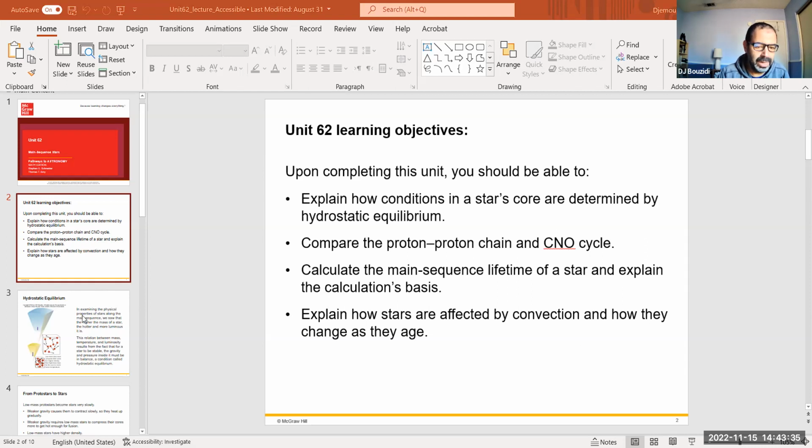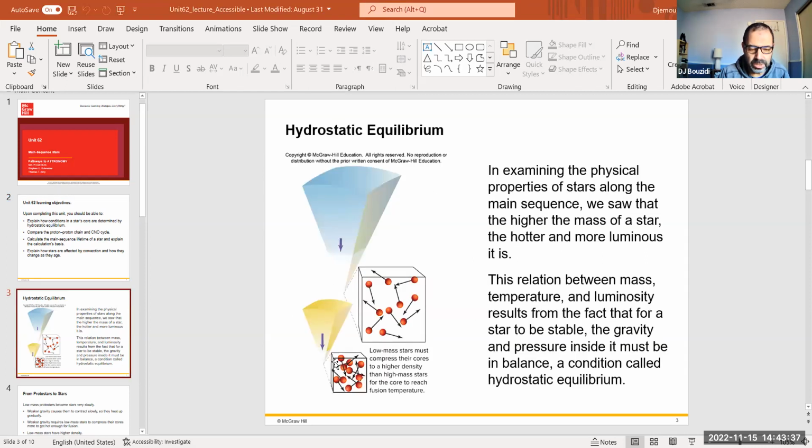So again, you need that reaction inside the core to maintain the star from collapsing. Otherwise, gravity will force it to collapse. So you need reactions inside its core, whether it is a proton-proton chain or a CNO cycle, to basically make it so that the star does not collapse.